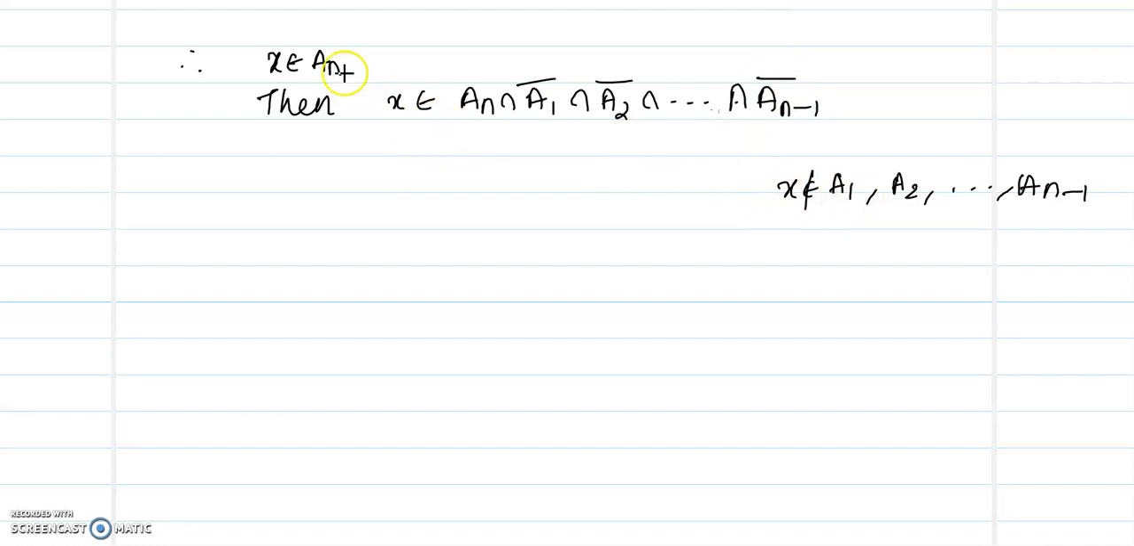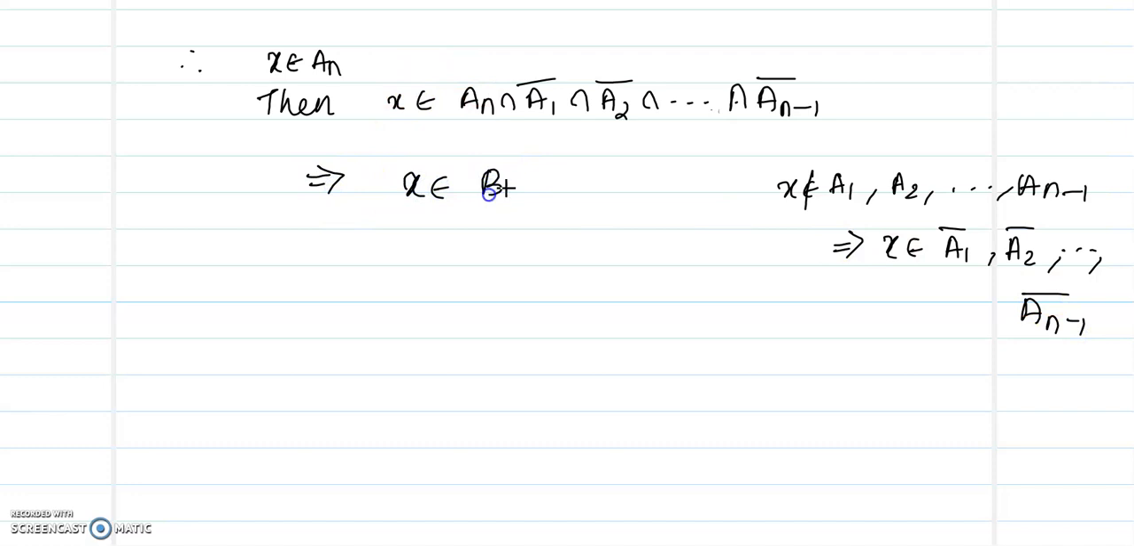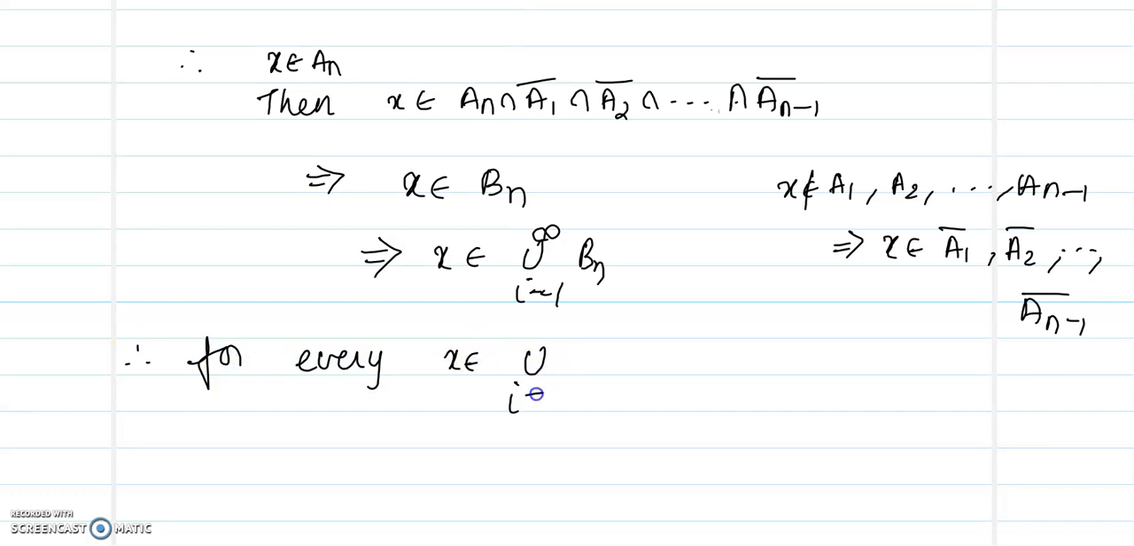This is because x belongs to an, and since x does not belong to a1, a2, up to an minus 1, that implies x belongs to a1 complement, a2 complement, etc., a n minus 1 complement. Now this is the definition for bn. So x belongs to bn, so x will also belong to union i equal to 1 to infinity bi. So therefore we started with x belonging to union i equal to 1 to infinity ai, then x will belong to union i equal to 1 to infinity bi.